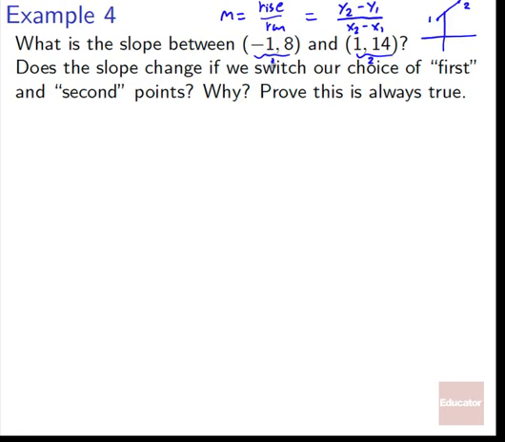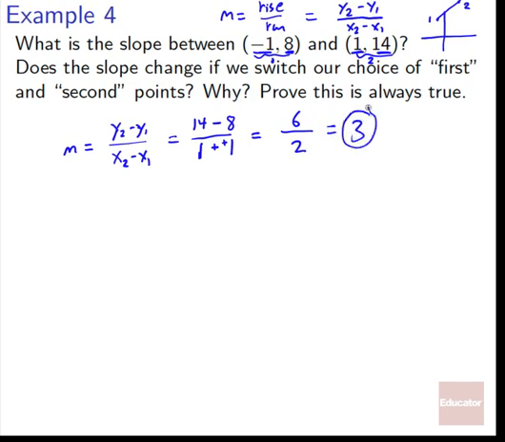So the slope is we want to find out the slope between -1, 8 and 1, 14. So then m equals y2 minus y1 over x2 minus x1. So our second y is 14. So 14 minus our first y, which is 8, divided by our second x, which is 1. Our first x is negative 1. So minus negative 1 equals 6. 1 minus negative 1, those negatives cancel. We get 6 over 2 equals 3. So our slope is 3.